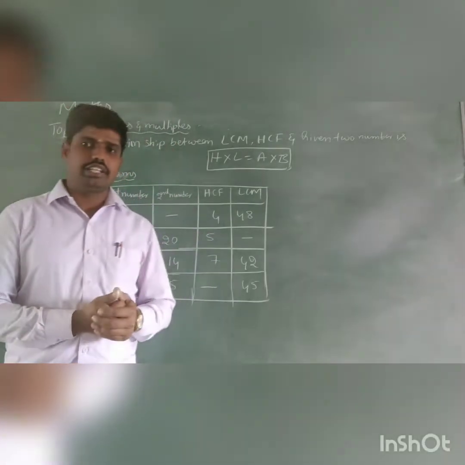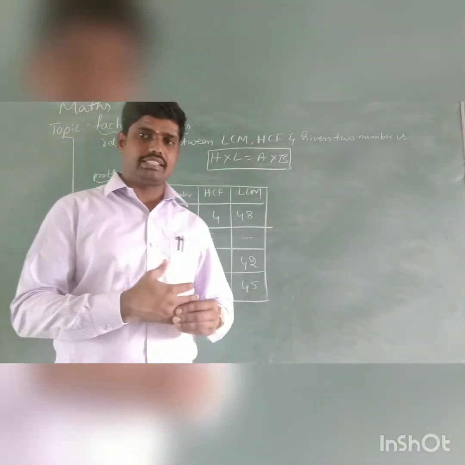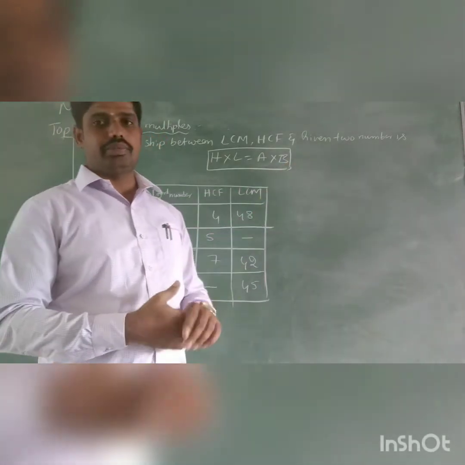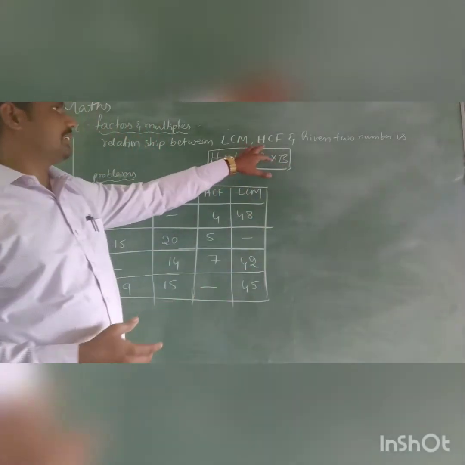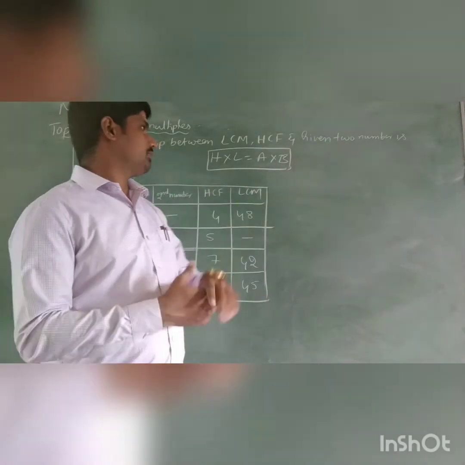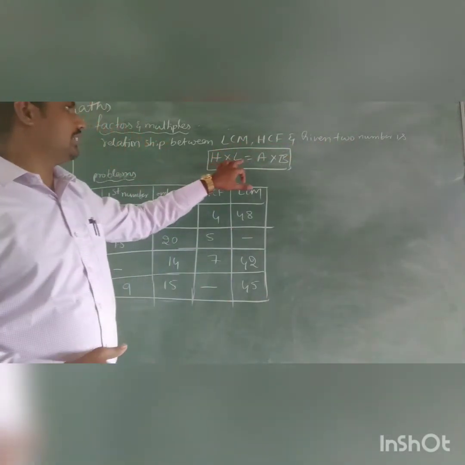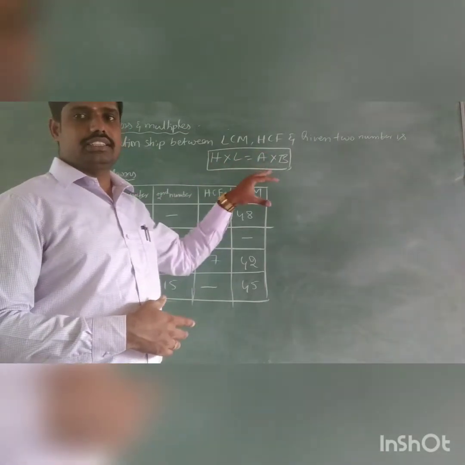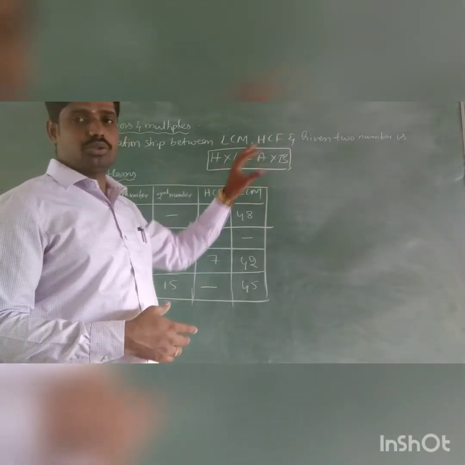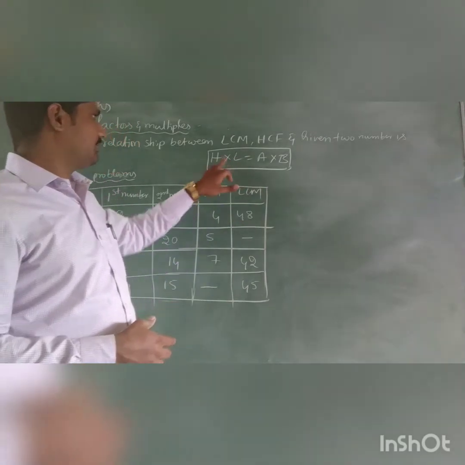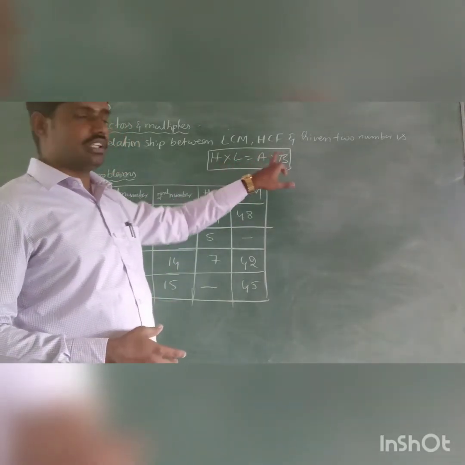Now we are going to study the relation between HCF, LCM and two given numbers. The relationship between HCF, LCM and the two given numbers is H into L is equal to A into B. H means HCF, L means LCM, and A and B are the two numbers.